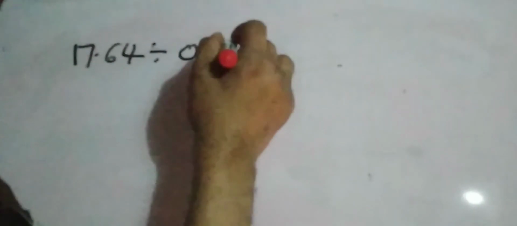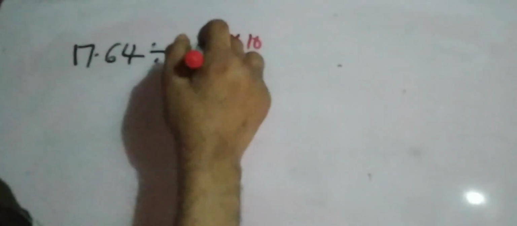This one is 17.64 divided by 0.4. So let's do what we're supposed to do. First, you're going to multiply by 10 because you have one decimal place. So you multiply by 10 to get rid of the point. So the point is going to move to here. Do the same over here, multiply by 10, so the point is going to move to here. Let's go ahead and divide.